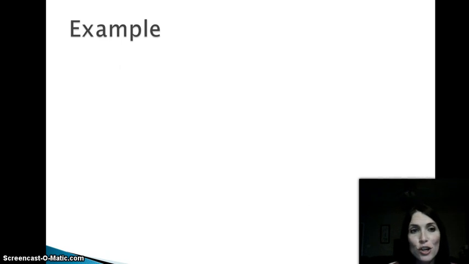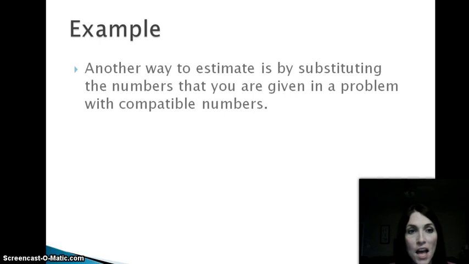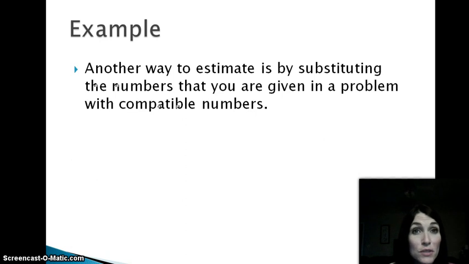Now let's take a look at our new strategy for tonight. Another way to estimate is by substituting the numbers that you were given in a problem with compatible numbers. And compatible numbers are just numbers that we are going to substitute into the problem that will make it easy for us to do mental math or mental computation in our head.